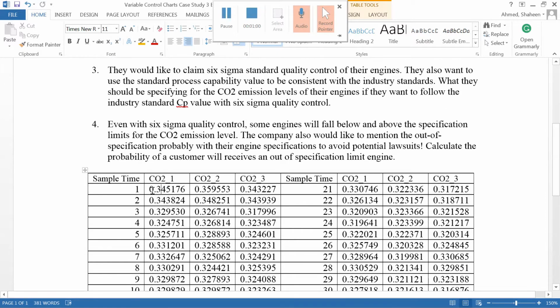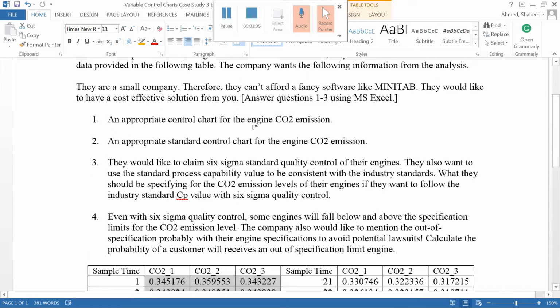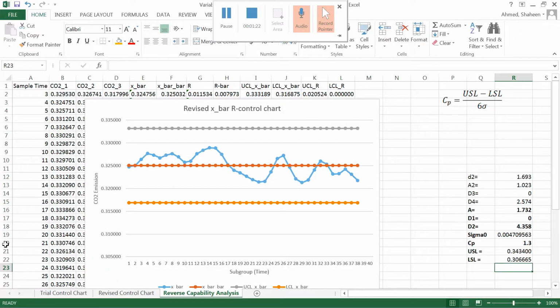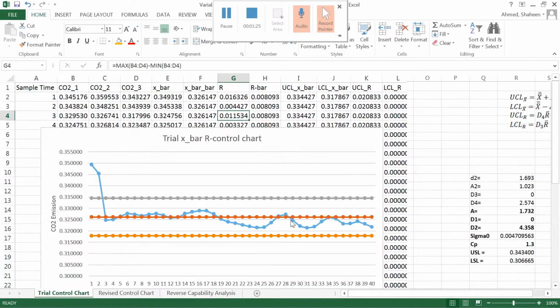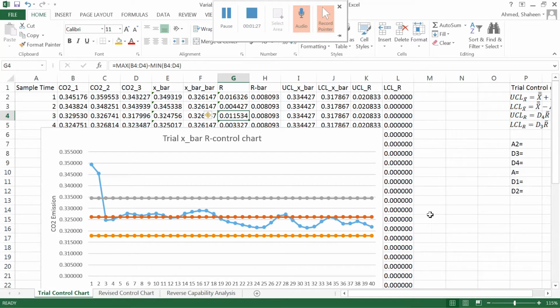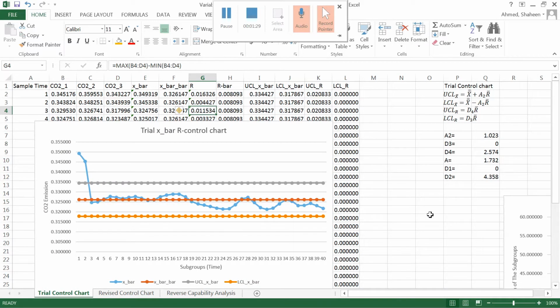First of all, this emission is in parts per million, so this is a variable type of data. Either we can create an R control chart or an S control chart. If you have software, it doesn't really matter. You don't do hand calculation anymore, so it takes almost the same time, and they both provide the same information anyway. I have created the trial R control chart in Excel. If you're not familiar with how to create those, check my other videos on how to create trial R control charts.